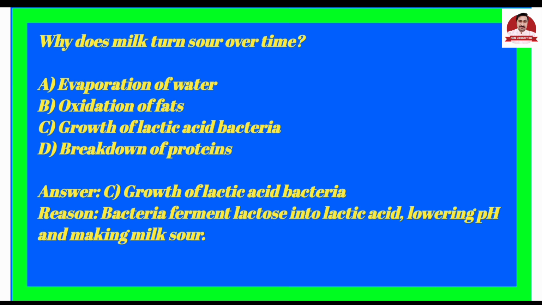And the correct option is option C, the growth of lactic acid bacteria. And its reason is that the bacteria ferment lactose which is present in the milk. It will change the lactose into lactic acid, lowering the pH and making the milk sour.